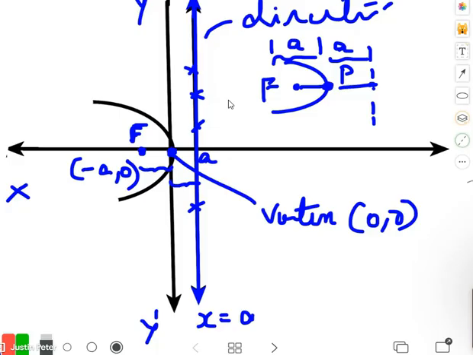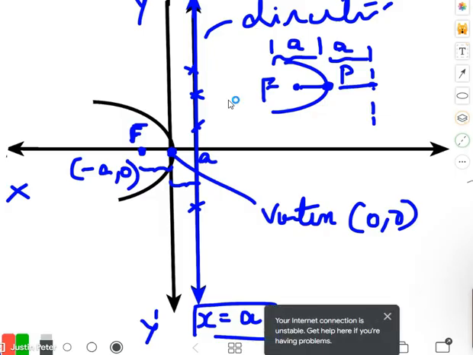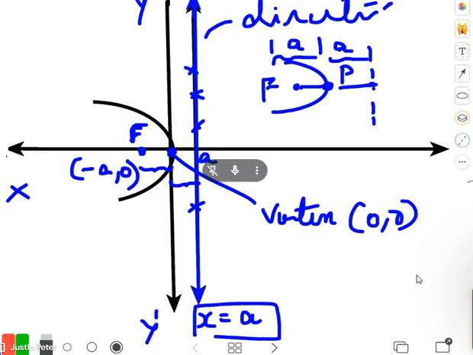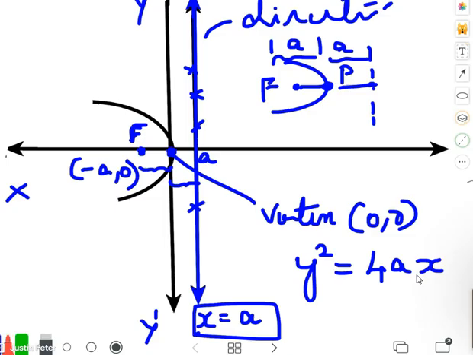So the equation of the directrix in this case will be what? X is equal to A, right? Then what will be the equation of the parabola? The equation of the parabola, if the symmetry is along the x-axis, is going to be y square is equal to 4ax.